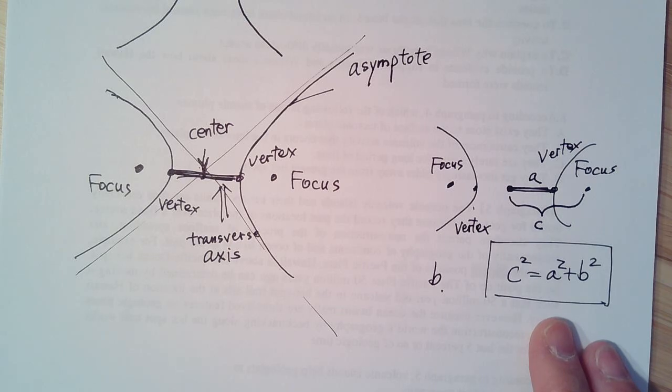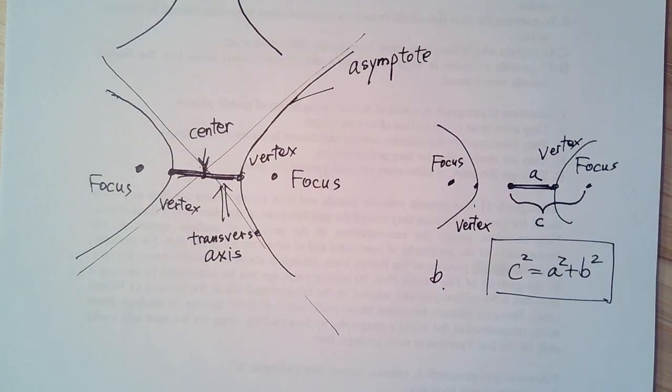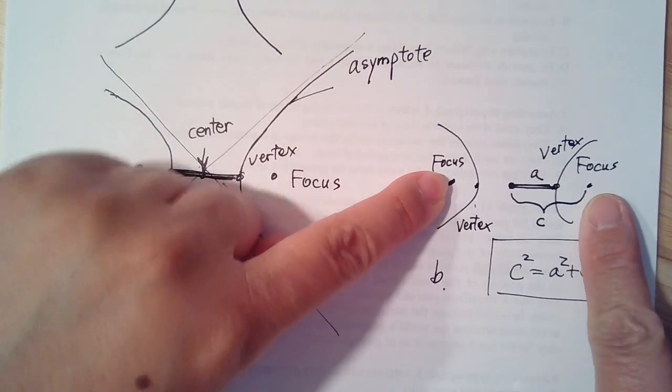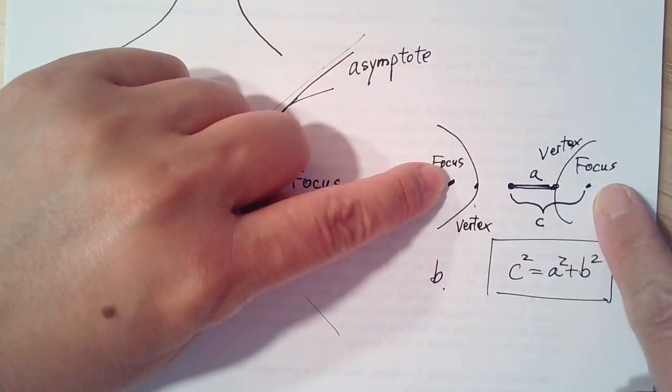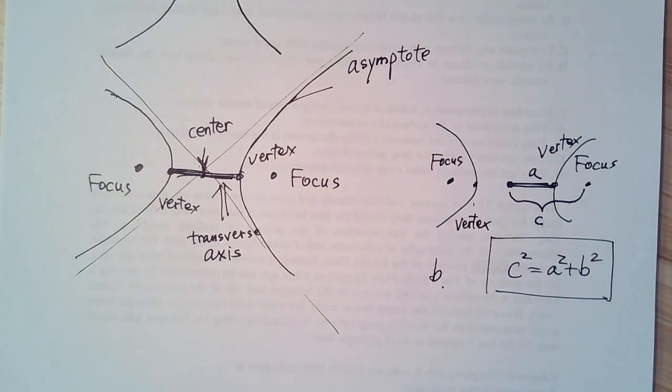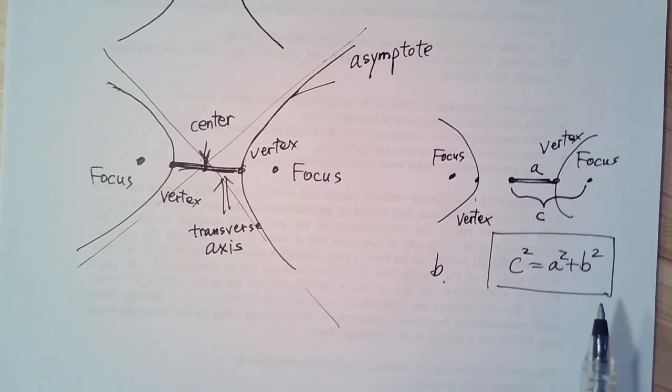For an ellipse, A is the longest one, therefore you have A squared equals B squared plus C squared. But in the hyperbola, my C is the longest one. Remember, these two foci stay inside these two curves. So C is fairly big, right? C is much longer than A.